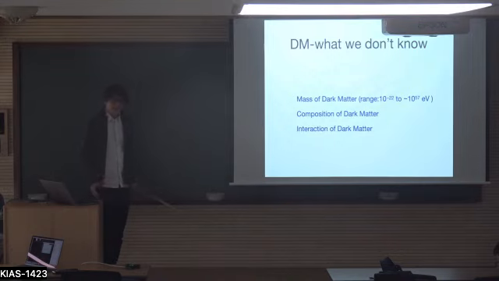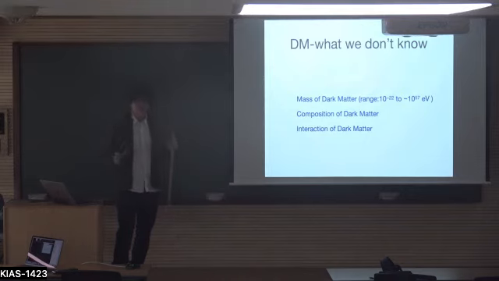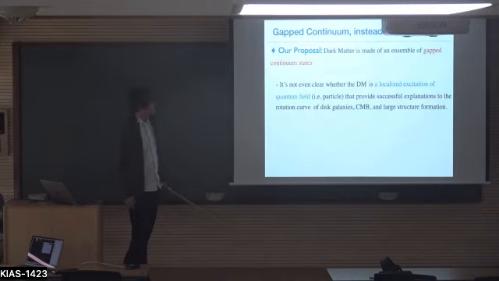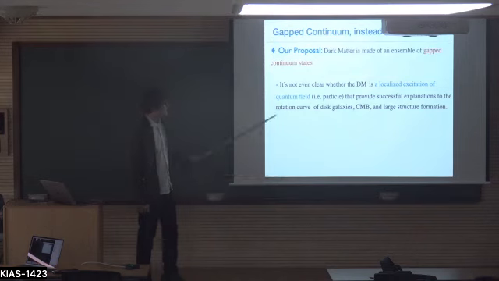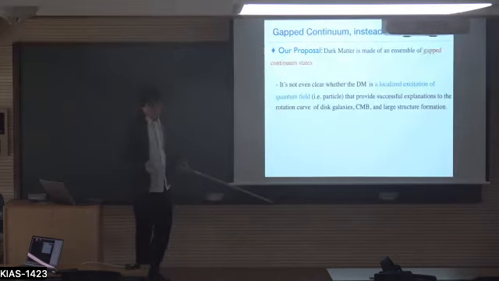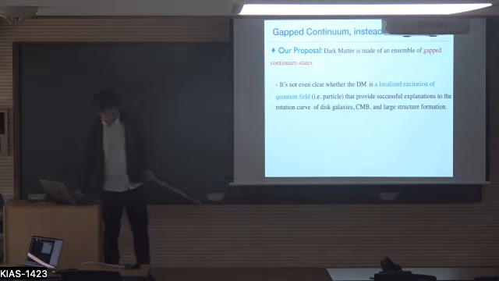But on the other hand, if you are a model builder, then it's not too exciting in the sense that the rules are too loose, so it can be anything. So there are 2 sides of this dark matter. The idea of this talk is that dark matter is made of an ensemble of some gapped continuum. Usually we say dark matter is a new particle, but it's not even clear whether it has to be a particle, right? So how about some continuum?